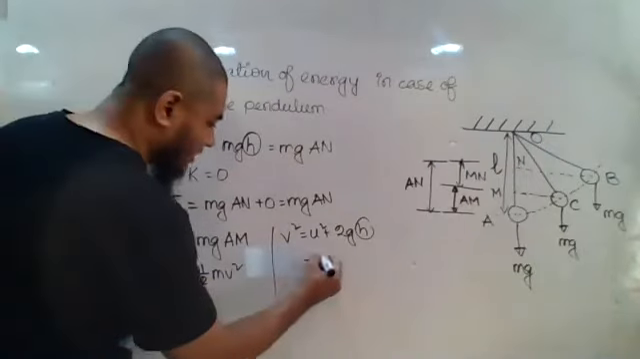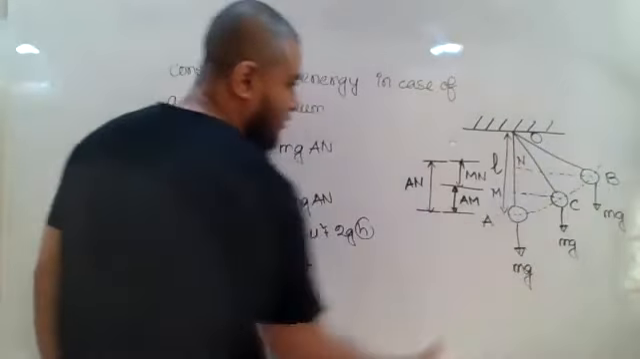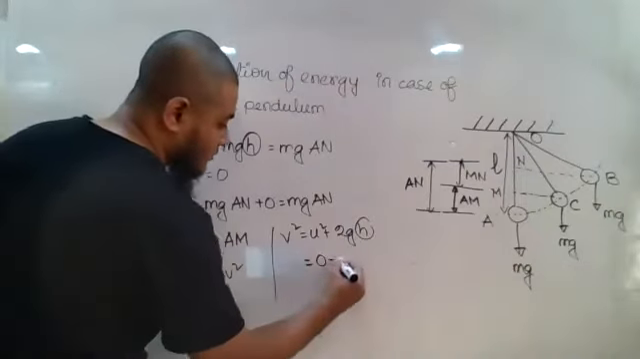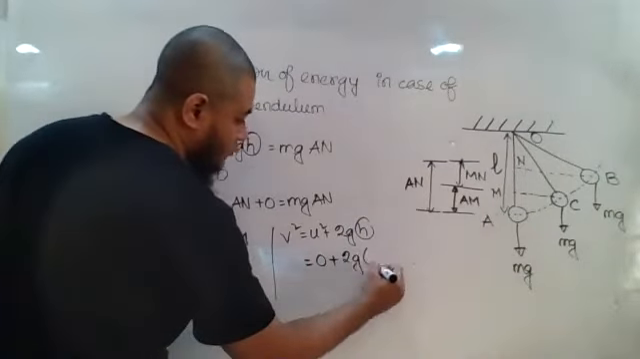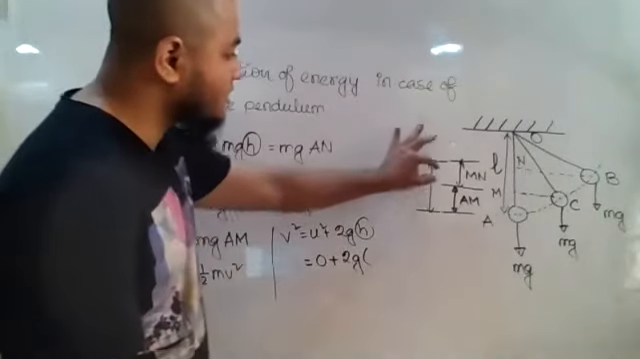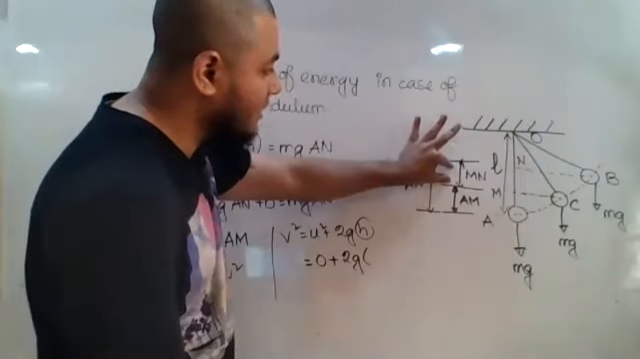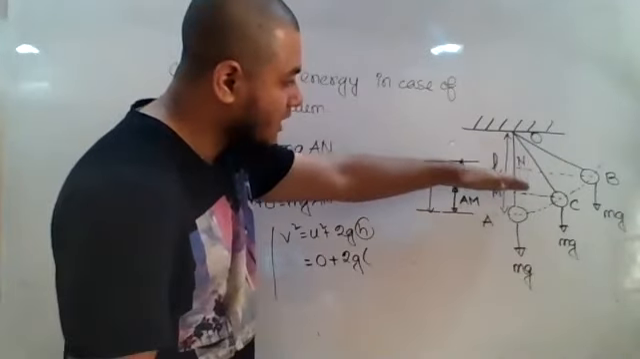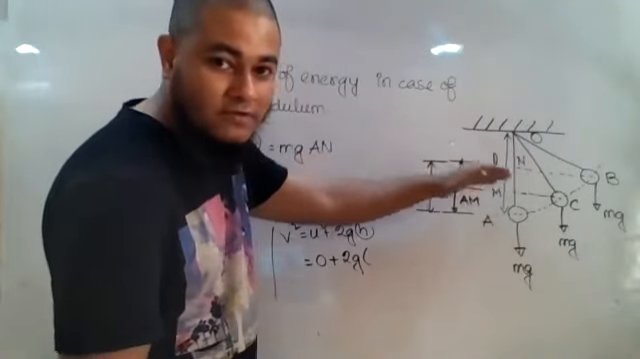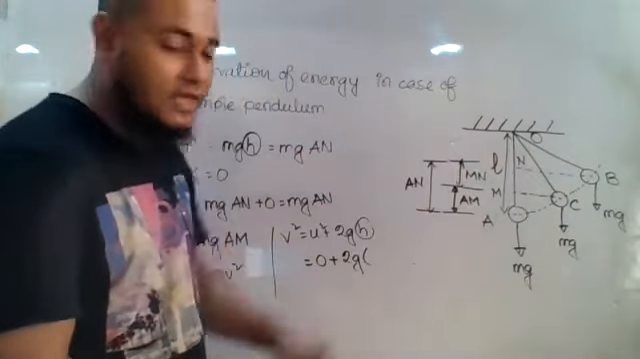Here the initial velocity is 0 because it is coming from B. The initial velocity was 0 there. Now 2g into h, where h is the covered distance. What is the covered distance? It was at N position, and now it has come down to M level. So the distance covered is MN.